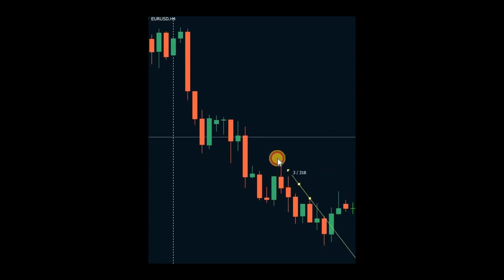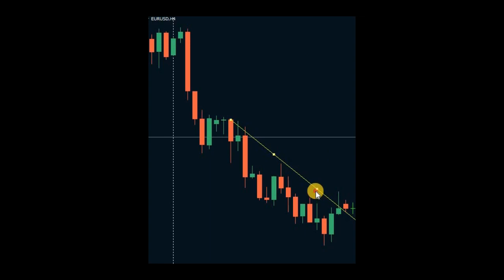Let me reverse it one more time. So if we draw a trend line like this, we didn't cover this one yet. So let me reverse it again. We covered these, but we didn't cover this candle yet. We haven't covered this, so we need to cover that as well.